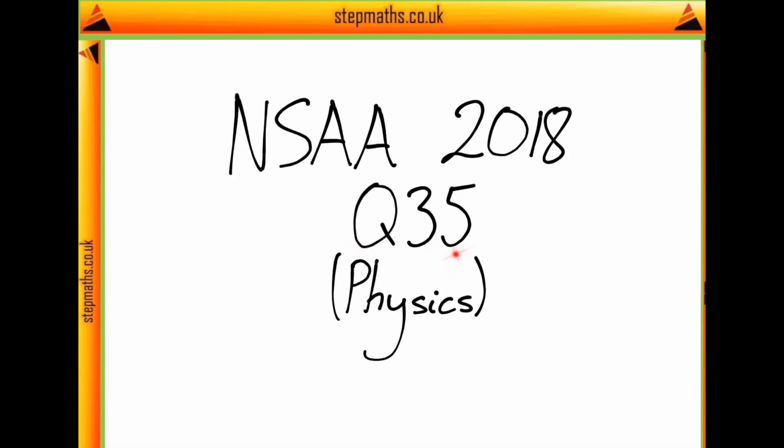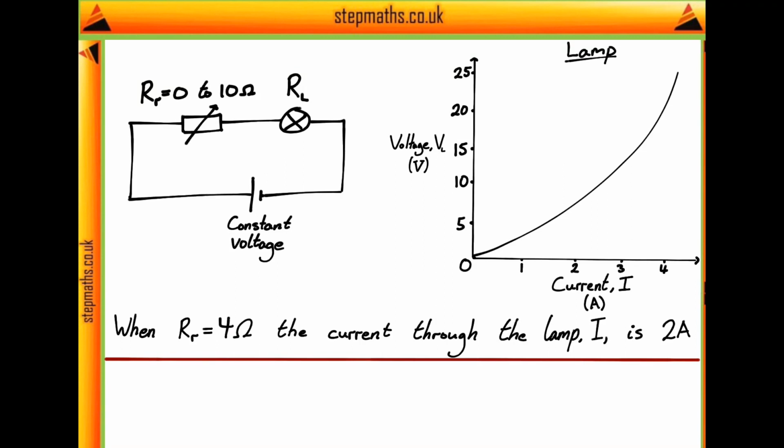Here we're going to look at question 35 from the NSAA 2018 paper. In this question we're given the following circuit representing a variable resistor which goes between 0 and 10 ohms and a lamp which has a resistance RL. We're told that the battery in this circuit has a constant voltage, and we're also given a graph of the voltage against the current through our lamp.